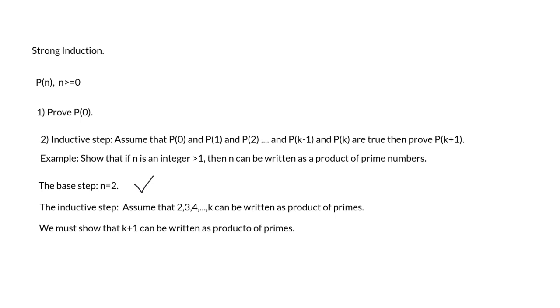But this is actually quite easy. Why? Because either k plus 1 is a prime or not. So if k plus 1 is a prime, then as in the case of 2, it can be written as a product of prime numbers. So if k plus 1 is prime, we are done. Otherwise, k plus 1 can be divided by some other number like m.